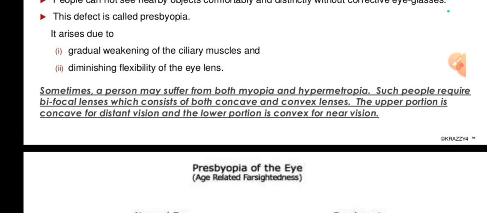Sometimes a person may suffer from both myopia and hypermetropia. Such people require bifocal lenses, which consist of both concave and convex lenses. The upper portion is concave for distant vision and the lower portion is convex for near vision.